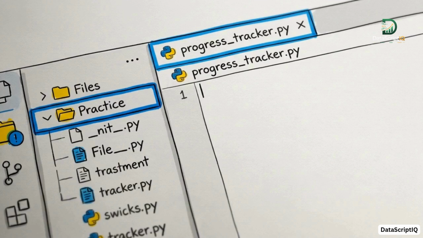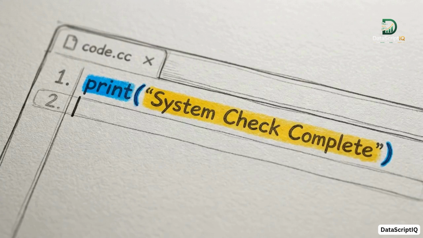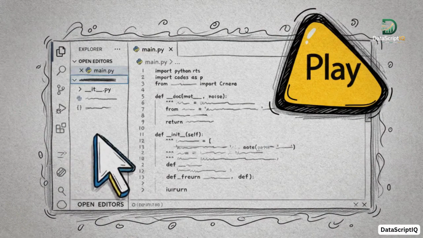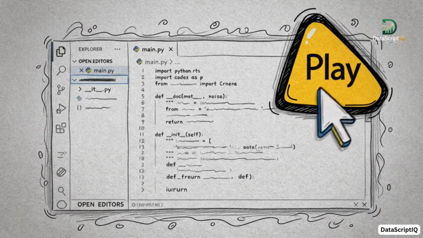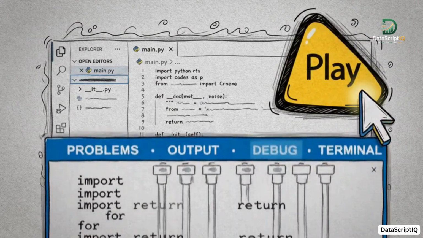First, create a new file inside your practice folder and name it progresstracker.py. To test the connection, write a simple print command, such as print Python is ready. Run the file now. If the message appears in your terminal, your environment is functioning and ready for the data.